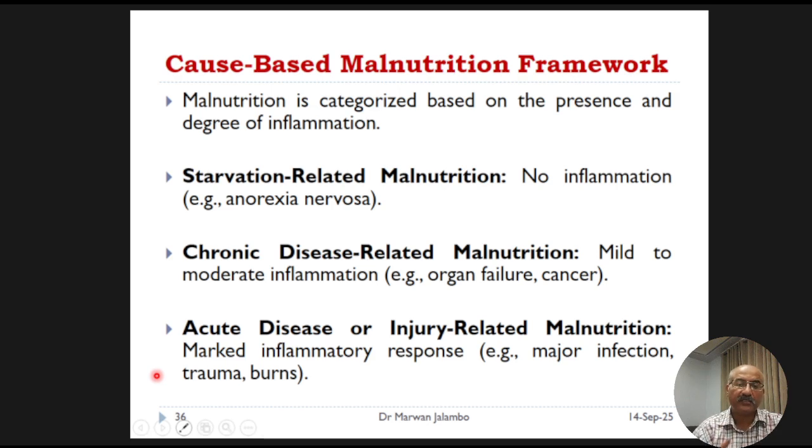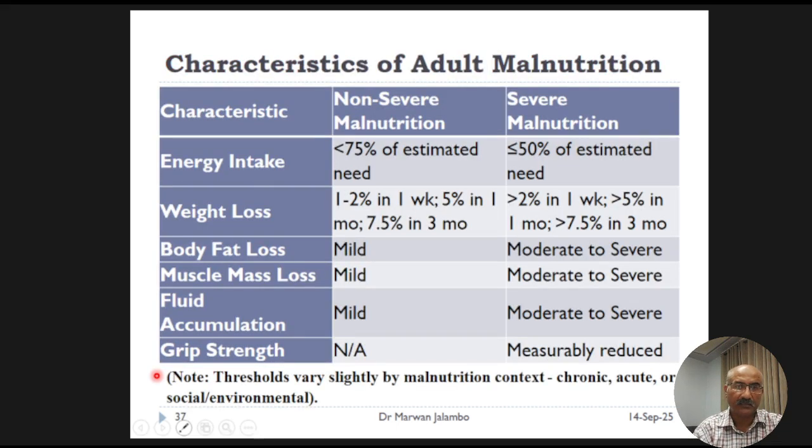To make this framework practical, the guidelines provide specific thresholds for each characteristic. This table provides specific, measurable thresholds that allow us to differentiate between non-severe malnutrition and severe malnutrition. The exact threshold can vary slightly depending on the context, whether it is acute, chronic, or starvation-related malnutrition.